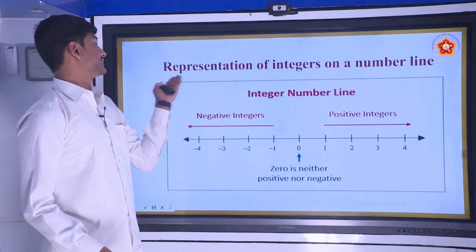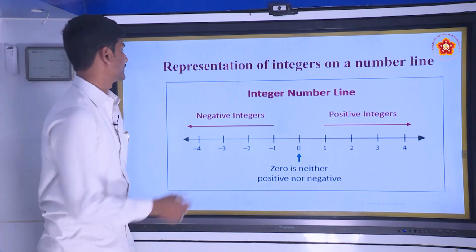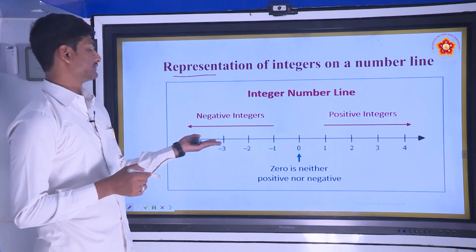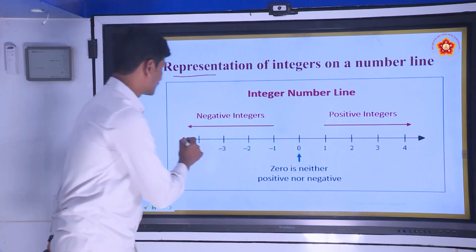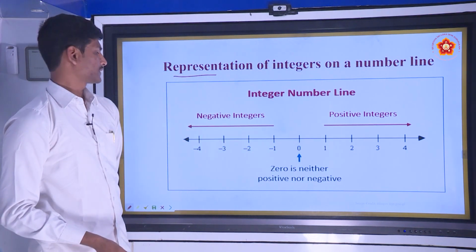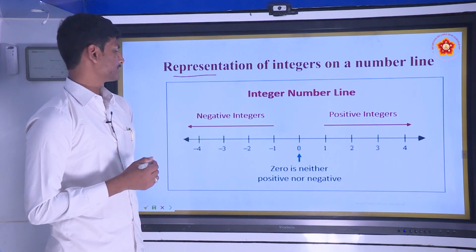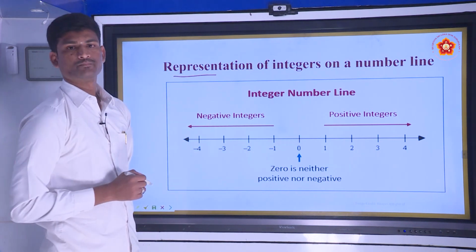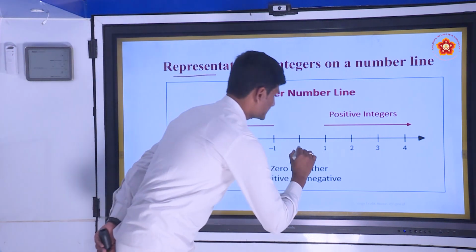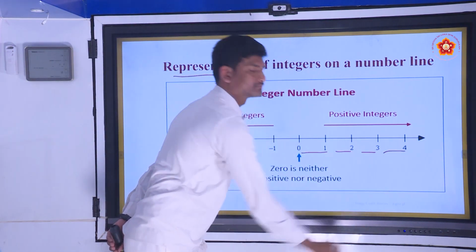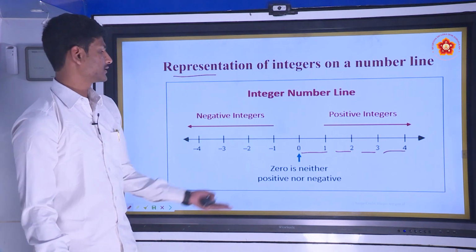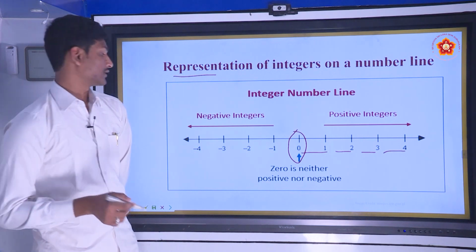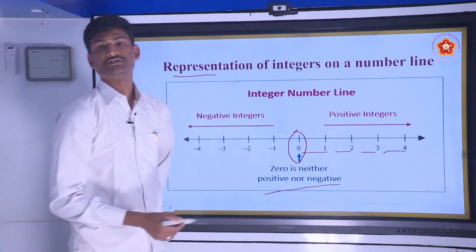Then the representation of integers on a number line. How to represent the integers on a number line? The figure shows. Draw a line. Mark some integers on the line with the same distance. Right? Here 0 is neither a positive number nor a negative number. That is a neutral number, 0.